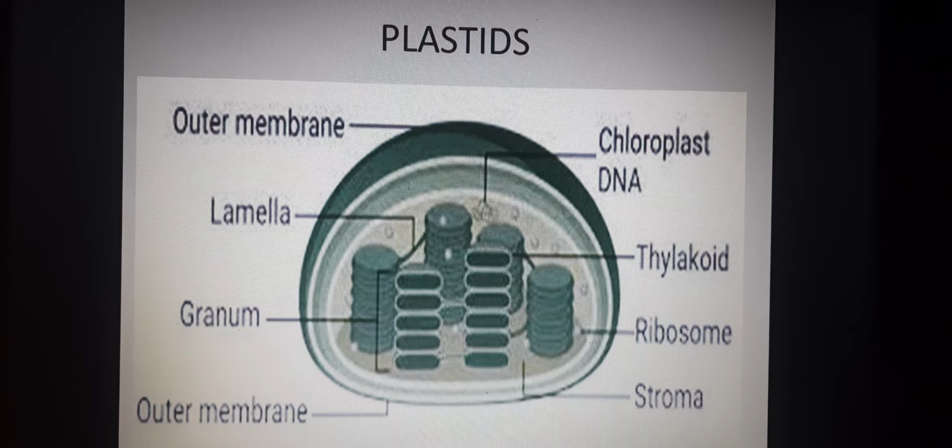Next, plastid. Plastid is present only in the plant cell. In the animal cell, plastids are not present. So plastids are mainly of three types: chloroplast, leucoplast, chromoplast. Chloroplast is the green colored plastid, chromoplast is the yellow or colored plastid, and leucoplast is the colorless plastid. These are present only in the plants. They help in photosynthesis. Inside the plastid, you see there are the stroma and grana. Two things are present. This is the structure of chloroplast. Plastid is also bilayered or double layered.